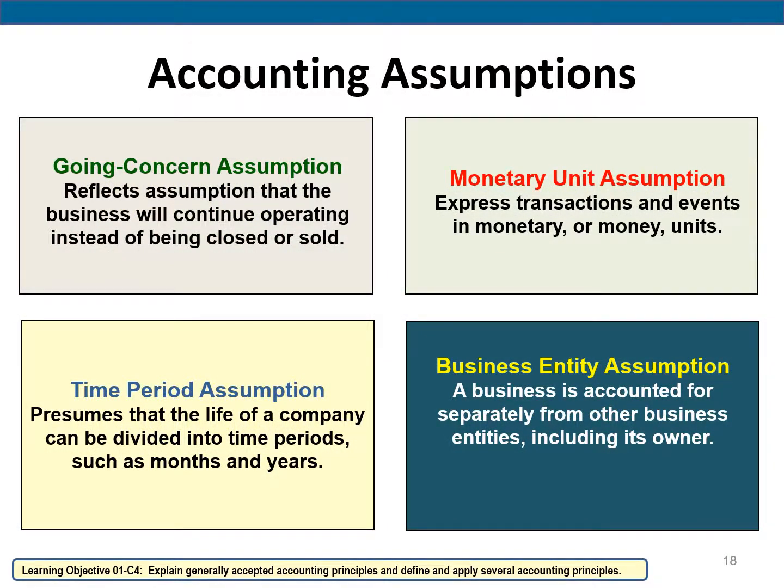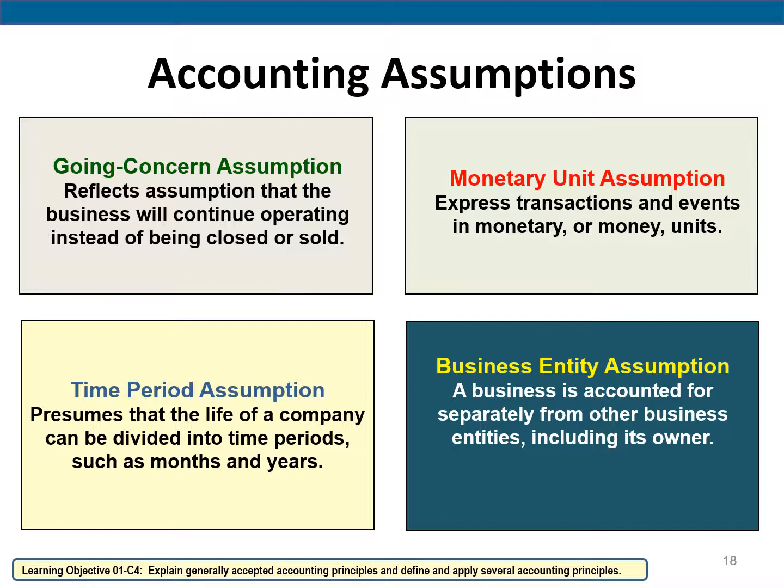So when we're reporting the activities of a business in the form of accounting information or financial statements, there are four assumptions that are presumed to be true. And the first of that is the going concern assumption. So it basically says that the assumption in the financial statements is that the business is going to continue operating instead of being sold or closed. And another assumption would be the monetary unit assumption, which just says that we can express the transactions and the events in monetary units. Then the time period assumption.